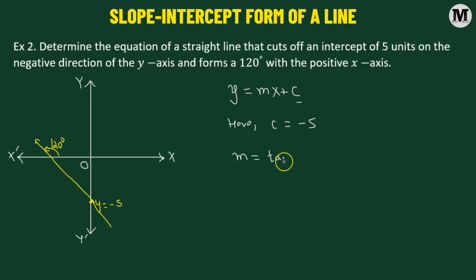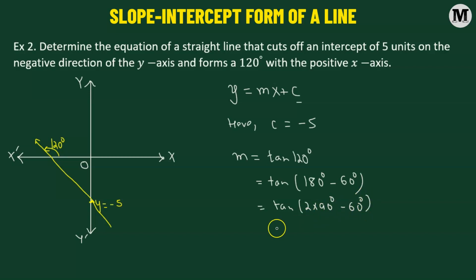So if we take the tangent of that particular angle, then we are going to get the slope of the line. So let's compute the value of tangent of 120 degrees. The 120, we're going to rewrite as 180 degrees minus 60 degrees. So that will be tangent of 2 times 90 degrees minus 60 degrees. Now 2 times 90 means we have an even multiple of 90 degrees, so tangent is going to stay tangent function, but the new angle is going to be 60 degrees.